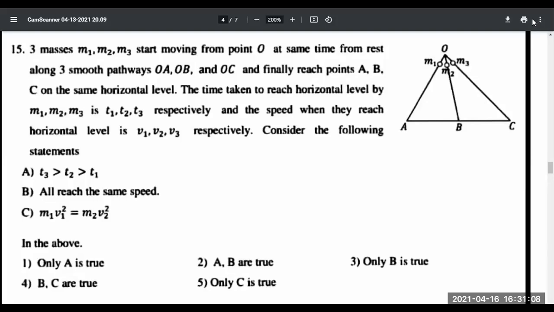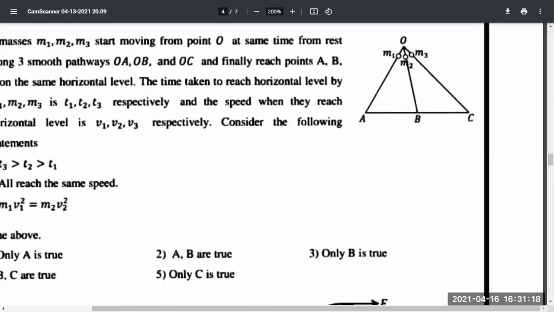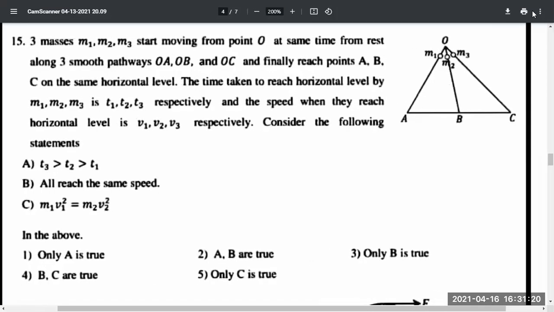And finally they reach points A, B and C on the same horizontal level. The times taken to reach the horizontal level by M1, M2 and M3 are T1, T2, T3 respectively. Now the problem is, the times will be equal if the lengths of these paths OA, OB and OC are equal. The issue is, are these paths equal in length? That is the question mark I have.